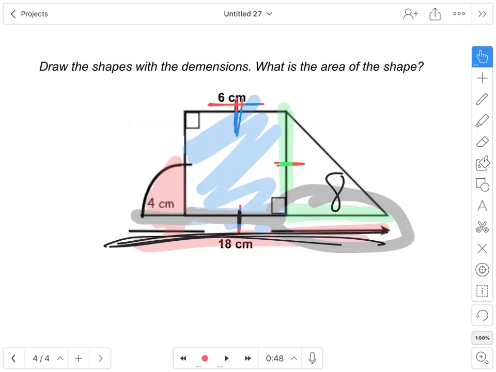Remember, you are doing different shapes, so that means you're taking those off. You're cutting those off. So make sure that you remember that, because we're going to continue working with composite figures. Any questions before we go on?